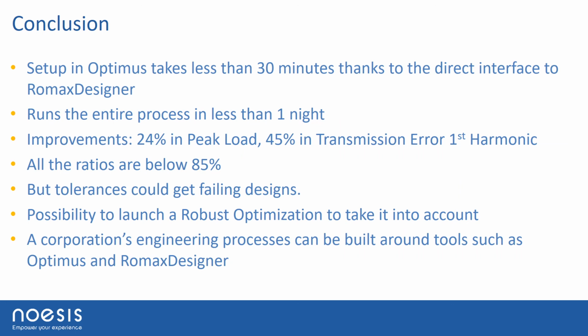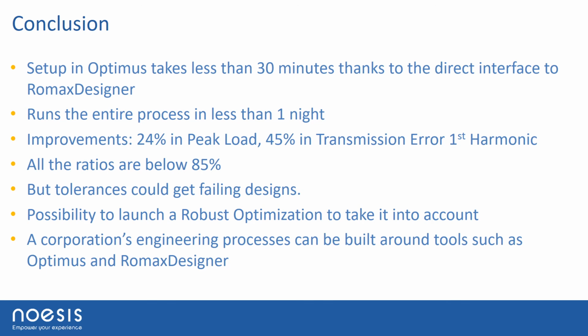As you've seen in this presentation, the setup in Optimus is very quick. First, you need to go into Romax Designer and grab all the inputs that you would like to change on the input side and on the output side, which load case you want to run, and create and export a batch running format. Then the setup in Optimus, as you've seen in the video, takes less than 2 minutes to grab the inputs and grab the outputs. You then need to go and select which one are your constraints, which one are your objective, and set the ranges. But all in all, it takes less than half an hour to do so. To run the entire process, it took less than 1 night.